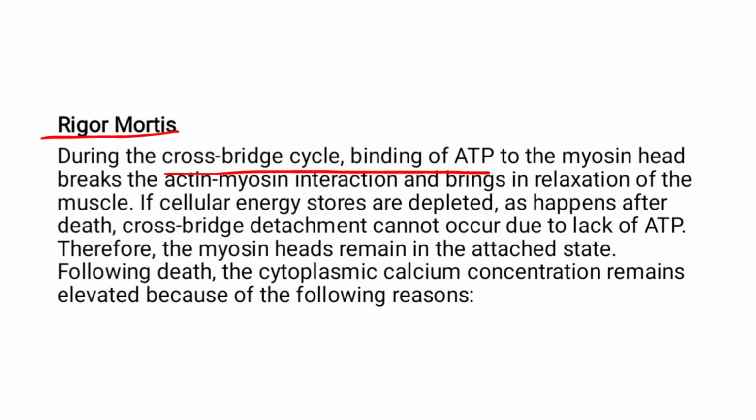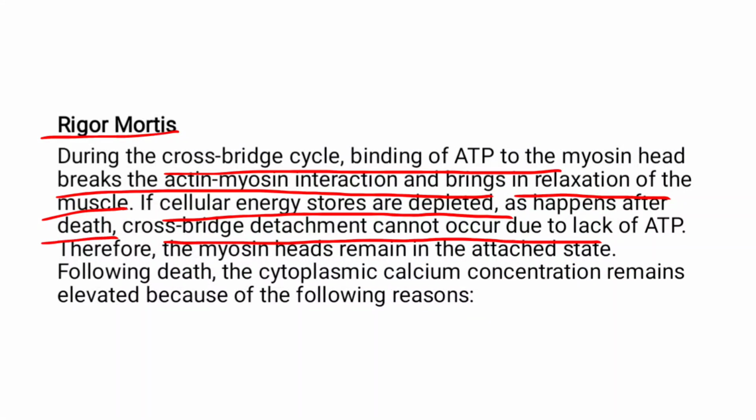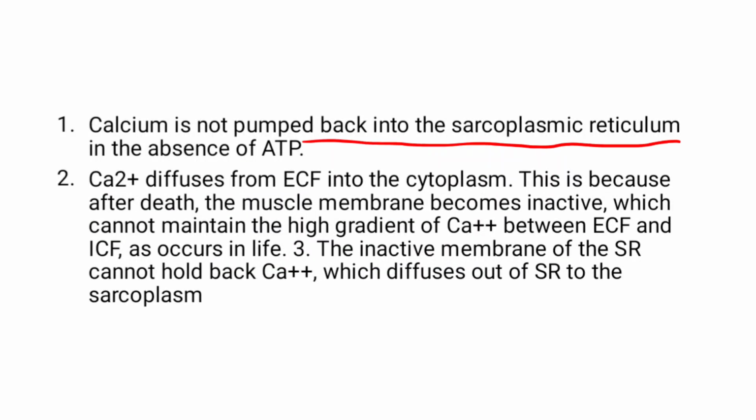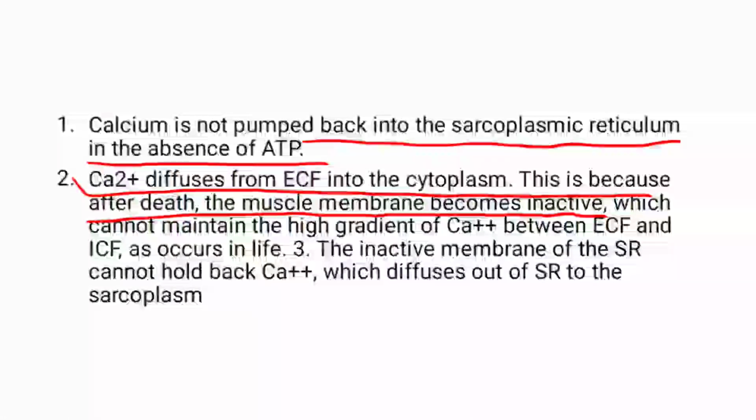Rigor mortis. During the cross-bridge cycle, binding of ATP to the myosin head breaks the actin-myosin interaction and brings in relaxation of the muscle. If cellular energy stores are depleted, as happens after death, cross-bridge detachment cannot occur due to lack of ATP. Therefore, myosin heads remain in the attached state. Following death, cytoplasmic calcium concentration remains elevated because of the following reasons. Calcium is not pumped back into the sarcoplasmic reticulum in the absence of ATP, and calcium diffuses from ECF into the cytoplasm. This is because after death, the muscle membrane becomes inactive, which cannot maintain a high gradient of calcium between ECF and ICF as it does in life.